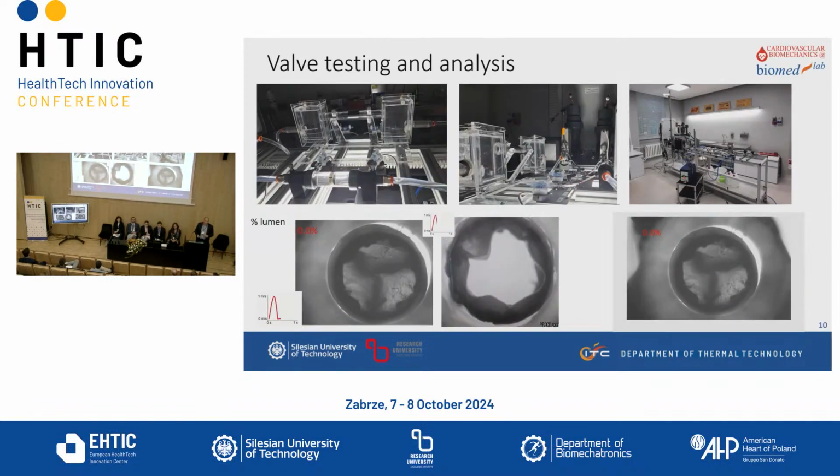This is an example of the in vitro experiments in our laboratory, in our department. You can see the valve holder where the biological valve can be placed. Based on the configuration of the test rig, we are able to observe the opening and closing process of the valve leaflets, and based on that, we are able to calculate the lumen, which can also be used as a parameter for testing the valve. Also, different configurations and different functionality can be set up on the test rig to test the valve functionality.